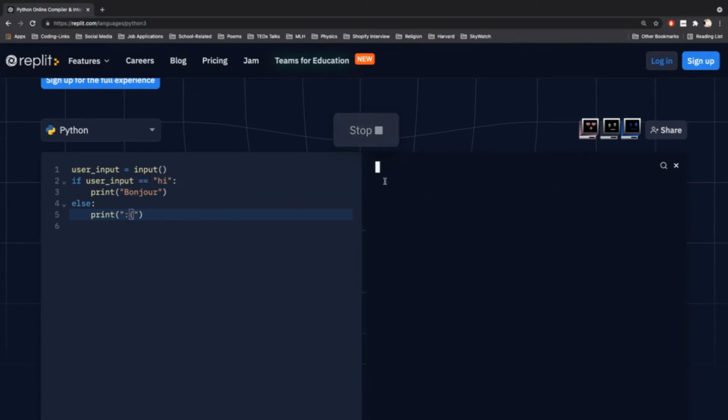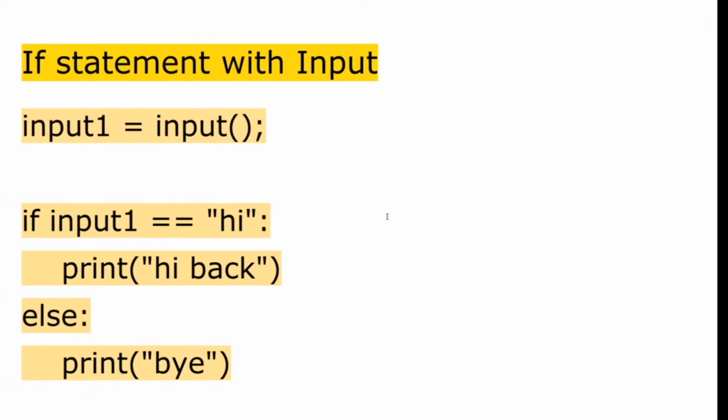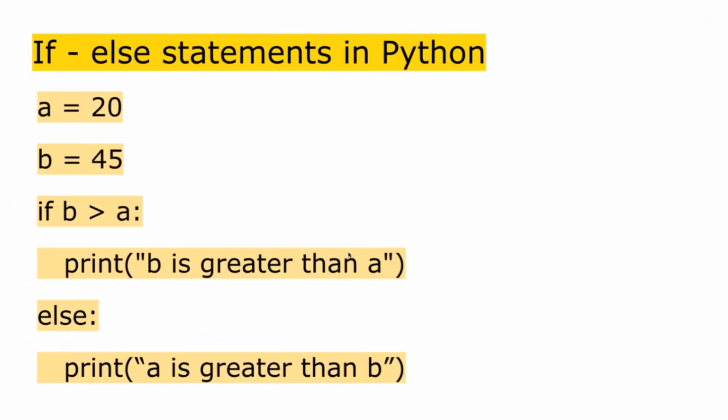So we want an input right now. You can say hi. Bonjour. We entered hi. This became true. This user input stores hi, and prints out bonjour. Let's say if we don't. Bye. Sad. Okay. So that's if else statements.